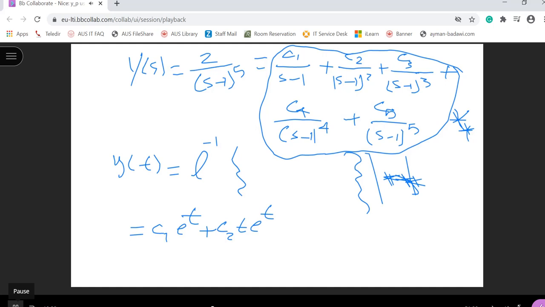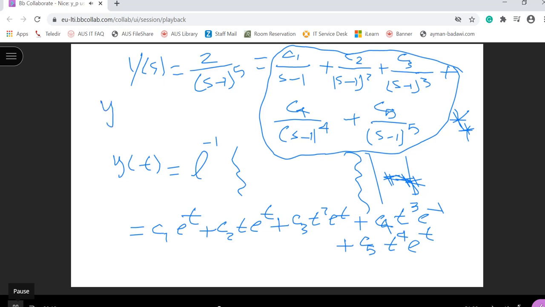I don't calculate. I don't care. I just want to know the general form of y particular. How does it look? This is where some students have a problem. Quickly, what is that? This is C3, I think, t squared e to the t, and then this is C4 t cubed e to the t. All of you know what the Laplace inverse of each one is. C5, t to the 4, e to the t. Right? Okay, here is the crucial part.